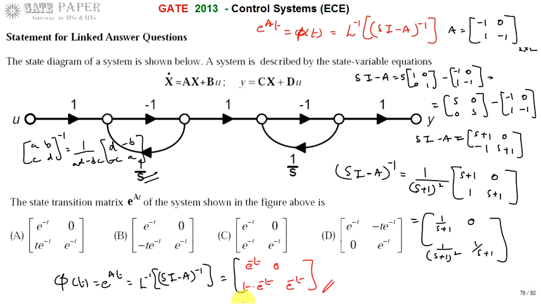This is what the state transition matrix is. So the right answer for this one is again A itself: e power minus t, 0, t into e power minus t, e power minus t.